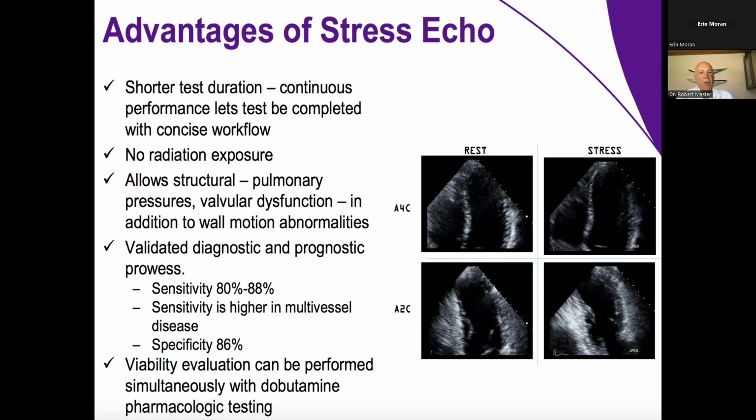So what's the advantage of a stress echo? Well, one is it doesn't take any longer than a regular stress test. They don't have to go anywhere. There's no radiation. Because you're doing echo, you can see other abnormalities such as the pulmonary pressures and valves, in addition to wall motion abnormality. The sensitivity and the specificity is, as you can see, higher than just an EKG-based stress test. We were saying that the sensitivity and specificity there was 70%, and this is 80+%.